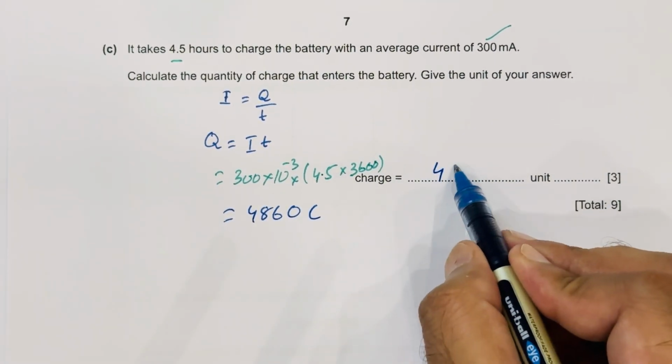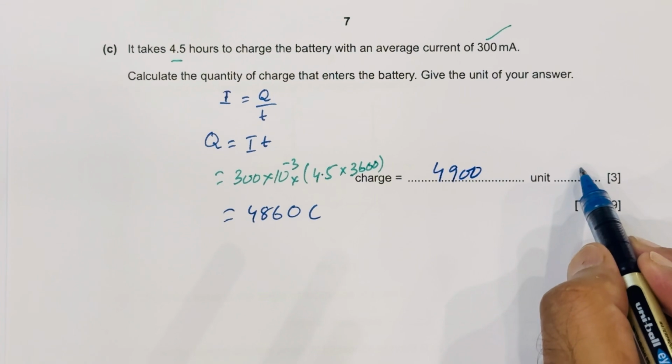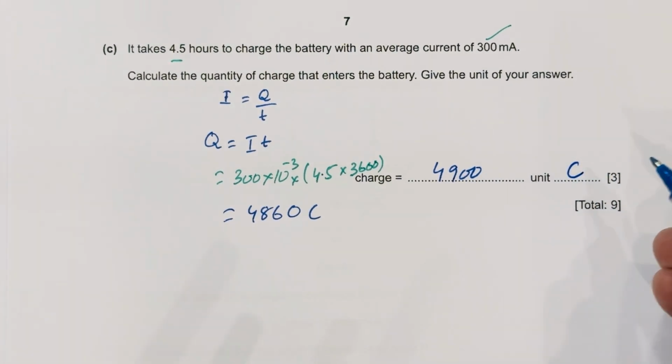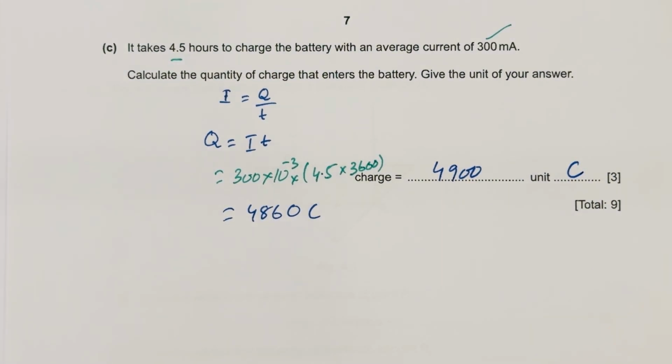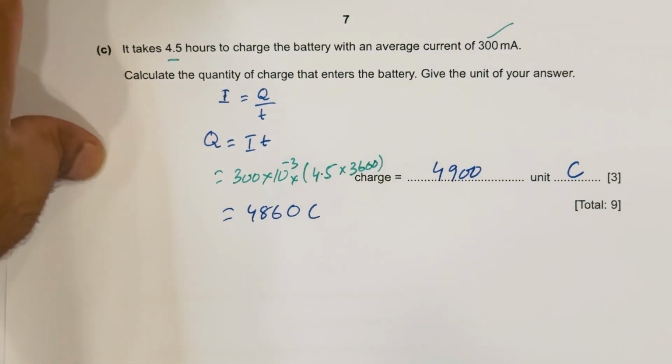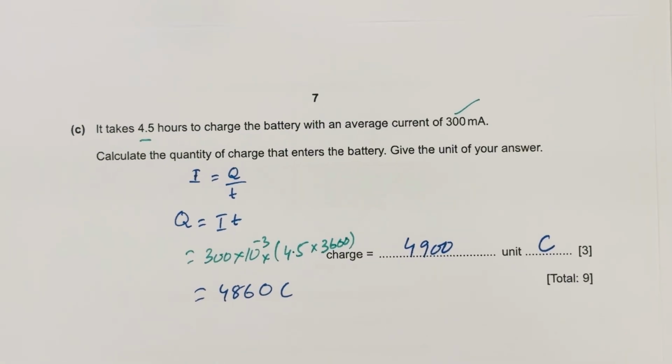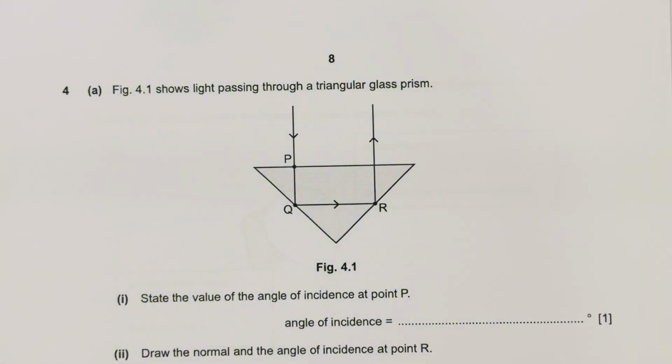So we're going to write our answer to two significant figures, 4900, and the unit is coulomb. We know that charge has a unit of coulomb. So this is how we have completed question number 3. Hopefully you get the understanding of it. Moving to question number 4.